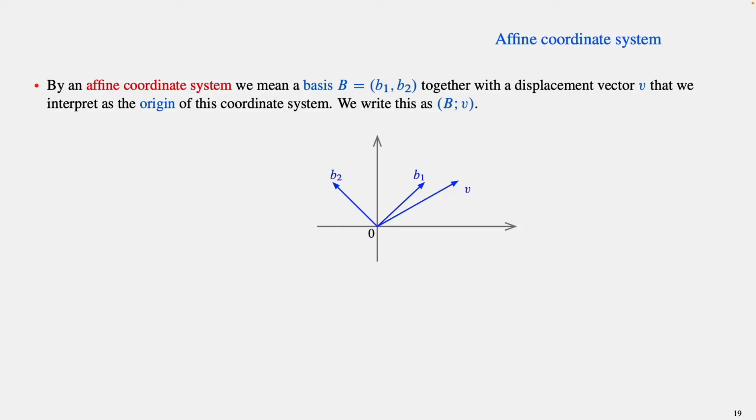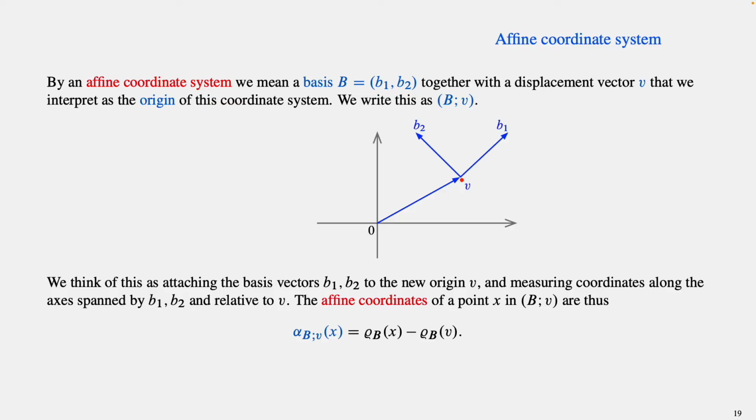Let's make precise what we mean by all this. An affine coordinate system is a basis B with two vectors together with a displacement vector V. And this we interpret as the origin of the other coordinate system. So we write this as B semicolon V. So the pair consisting of this basis and the displacement vector. Okay, so in the picture here we have our basis vectors, and this vector V, the third one, indicates where our new coordinate system should be centered.